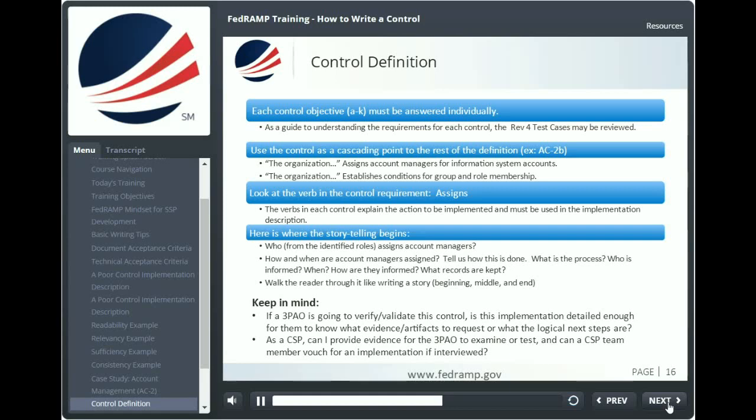If there's a process, tell us how it's done. What is it? Who is informed? When? How are they informed? What records are kept? You want to get in a process of asking yourself questions that you think readers of the SSP would be interested in knowing. Walk the reader through it like writing a story. Have a beginning, a middle, and an end. So keep in mind, a 3PAO must be able to test the control and examine the evidence provided by the CSP. So you're going to want to make sure that when you explain what it is or how you're implementing the control, you think, while you're writing that, about the evidence that could support what you're saying.